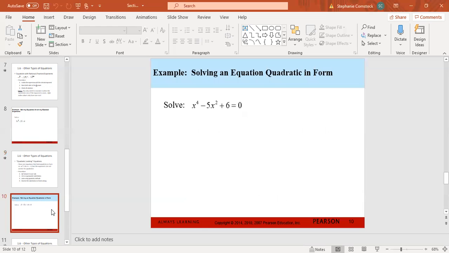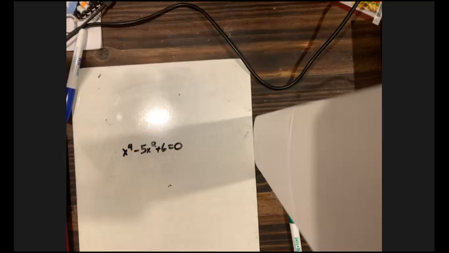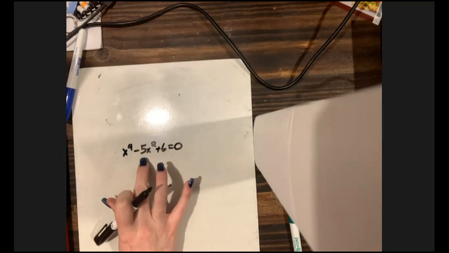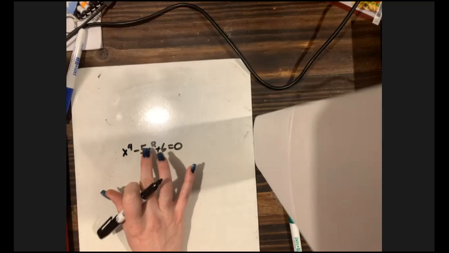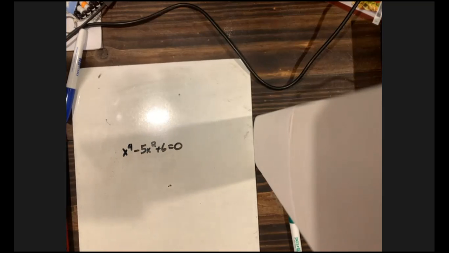So the particular one that we're going to look at is x to the fourth minus 5x squared plus 6 equals 0, okay? And so we notice that it does look very quadratic. It's got the three pieces. It's got a higher powered variable, a variable that has less of a power, and then a plain number at the back. It just doesn't quite look right.